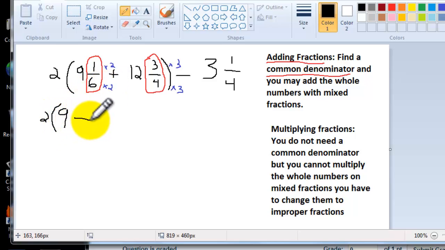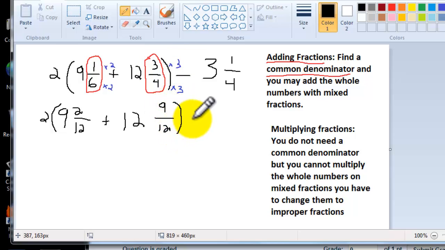6 times 2 now is 12, and 1 times 2 is 2. So 1/6 becomes 2/12. We still have the plus sign. We have the whole number. And this 3/4, 4 times 3 is 12, so that becomes 12ths. But it becomes 3 times 3 is 9/12. And we still have this minus 3 1/4 hanging out over here.